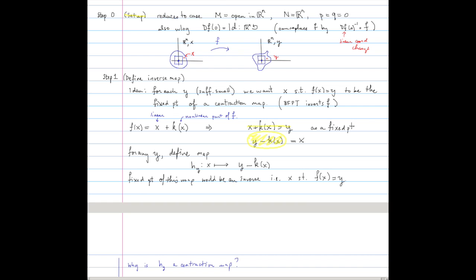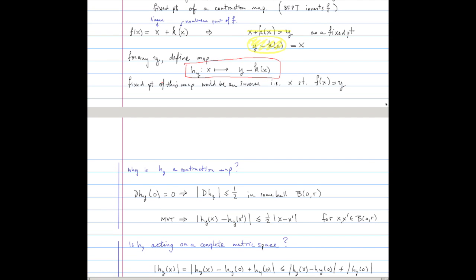Okay, so here this is the important definition. We have a map from the x space to itself. It takes a point x and sends it to this constant vector y minus this nonlinear part of the function f. And a fixed point of h_y is exactly going to be a point which is sent to y by f.